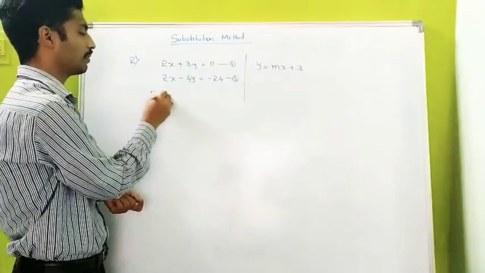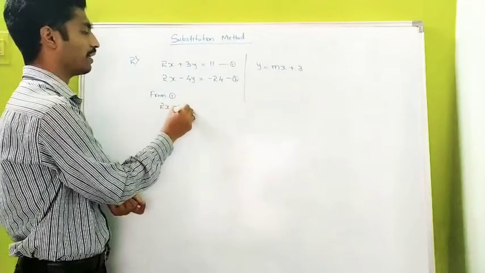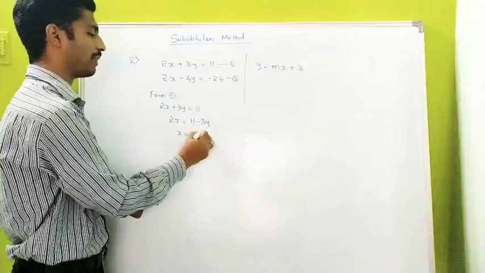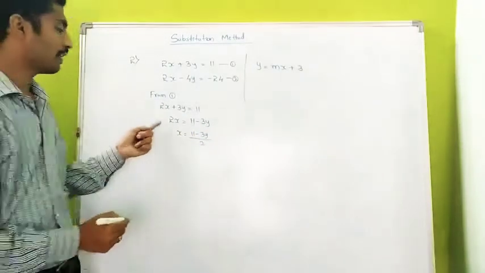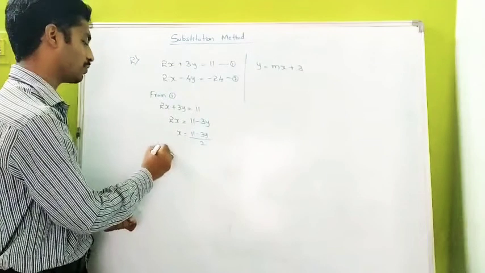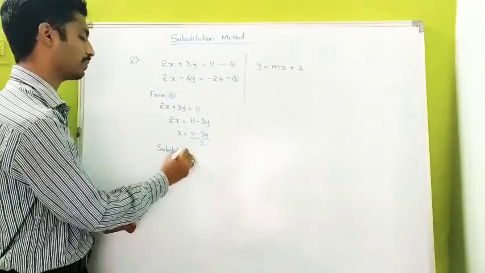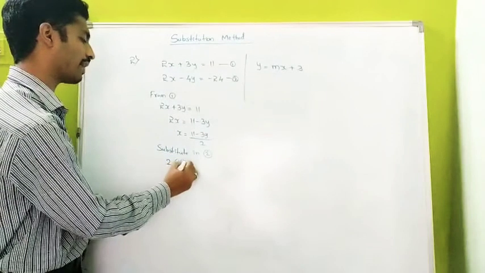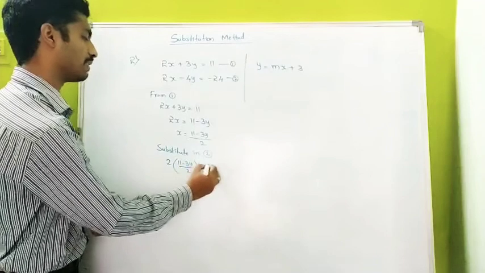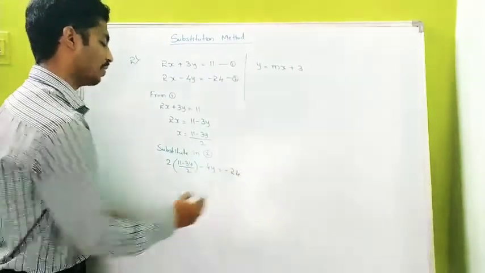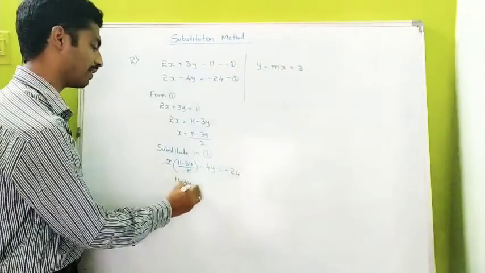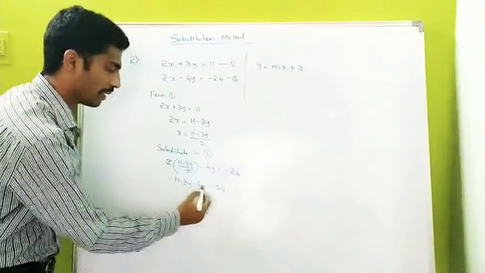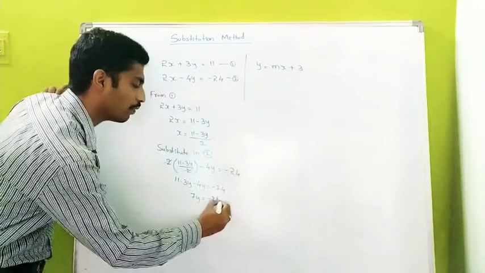So from 1, 2x plus 3y equal to 11. So 2x equal to 11 minus 3y, x equal to 11 minus 3y whole divided by 2. Taking 2 to right side, it becomes divisible. So now substitute in the second equation, equation number 2. Okay, so 2x is there. In place of x, I write 11 minus 3y divided by 2, minus 4y equal to minus 24. Okay, so 2 gets cancelled. What is left? 11 minus 3y minus 4y equal to minus 24. Okay, so take 11 to that side. So here 3y plus 4y will be 7y equal to minus 24 minus 11.